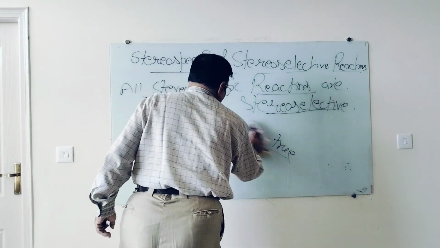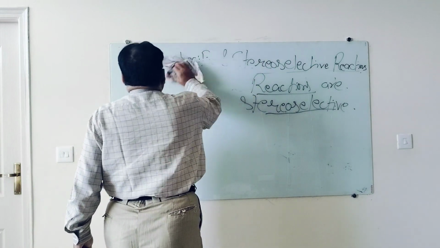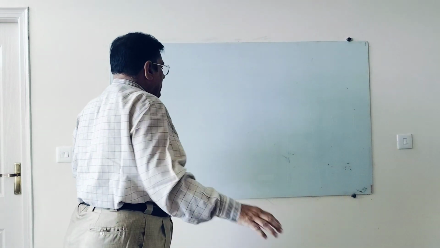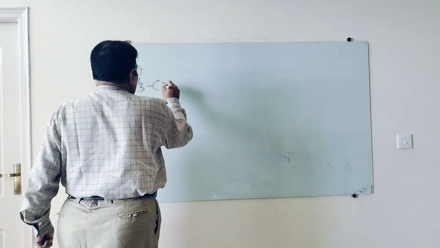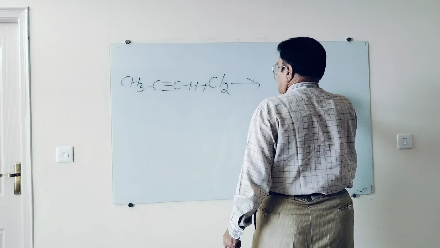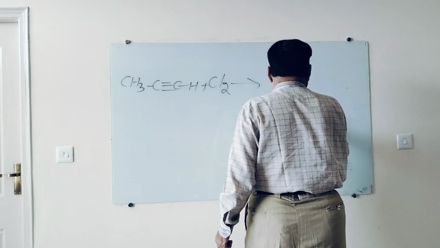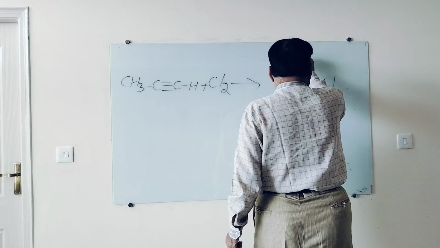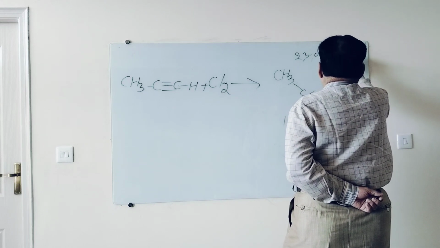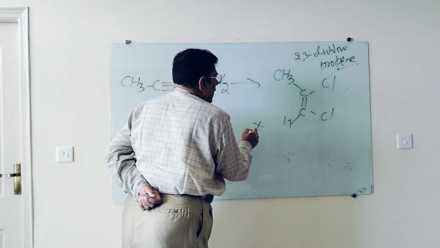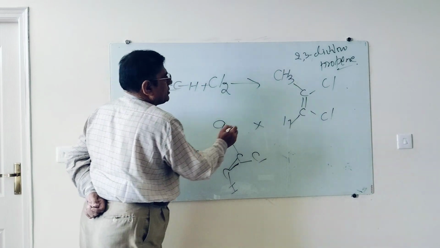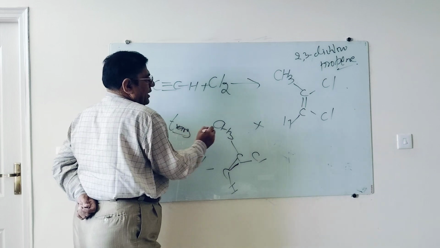Iska ek example hum de sakte hain, and that example is wonderfully quoted in the Jagdamba Singh and Yadav book. If you take a very simple compound, propyne. This is propyne. Aap iska chlorination kare, bromination kare. What compound will you get? This is 2,3-dichloropropene. Undoubtedly. Another isomer might be possible. This is CH3. This is C. This is H. This is H. This is also 2,3-dichloropropene. But this is trans. Beautiful example.